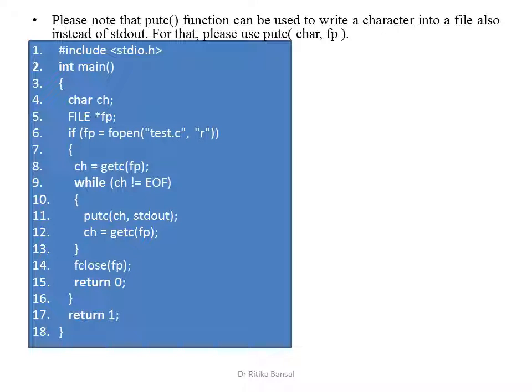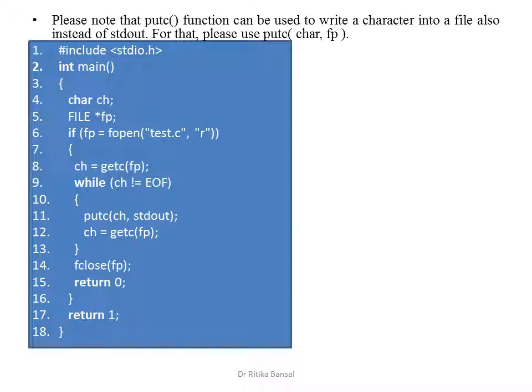So we compare whether the character is not equal to EOF. If it is not equal to EOF, we put that character on the monitor, so ch goes to standard output, and again we read the next character through the getc function. The fp automatically advances by itself, one character at a time. Suppose in the file test.c we have the string apple, and after e there is the automatic closure character EOF.